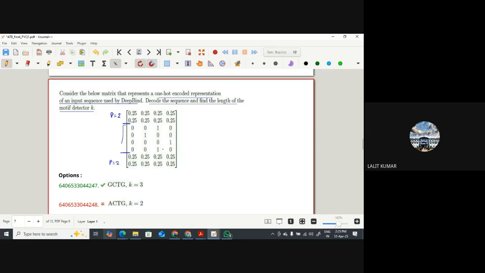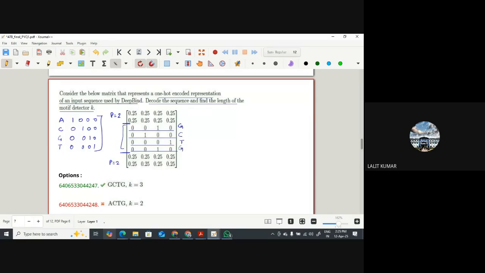And this is the sequence. Now, to identify the sequence, remember this is A, C, G, T. A is 1, 0, 0, 0. C is 0, 1, 0, 0. G is 0, 0, 1, 0, and T is 0, 0, 0, 1. This is the one-hot encoding. So seeing this, 0010 is G, this is C, this is T, and this is G. So we have identified the sequence.